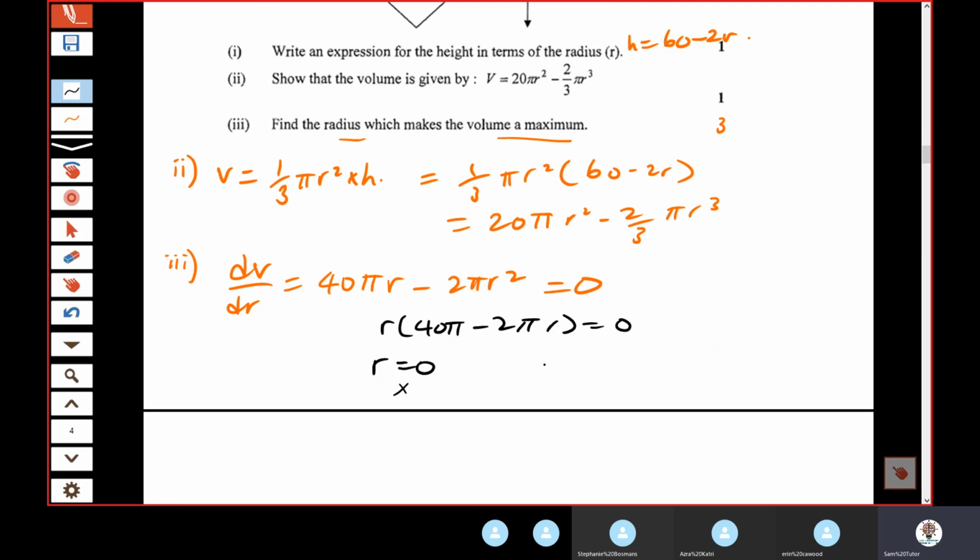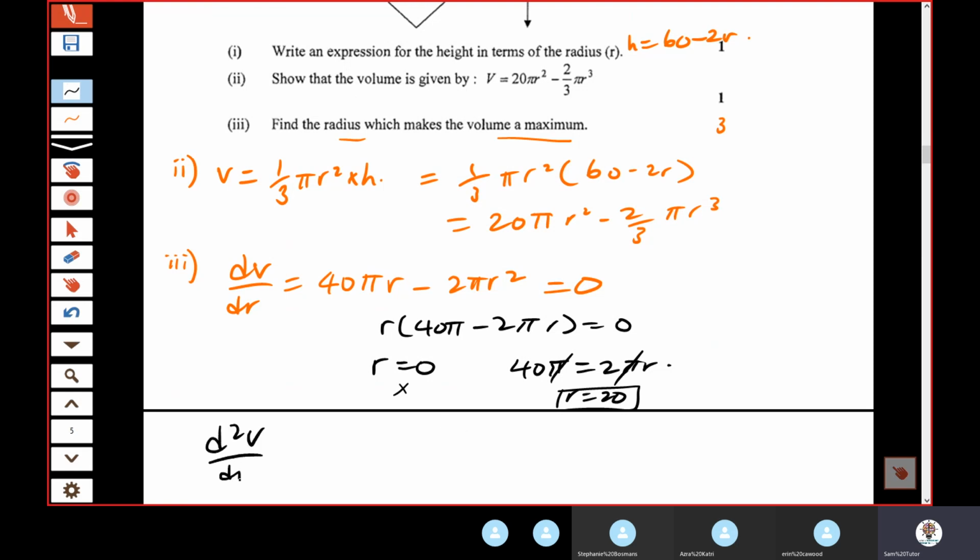What can you do? You don't want to assume something because I could be wrong. But I'm just going to take a very educated guess and assume that's wrong. Next one, 40 pi equals 2 pi r. That and that cancels. R equals 20. Let's assume that's a maximum. At that point, let's see.